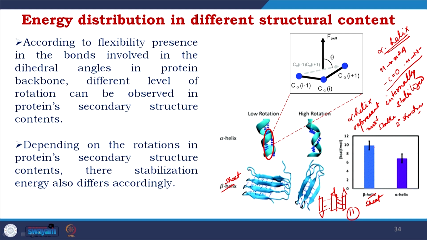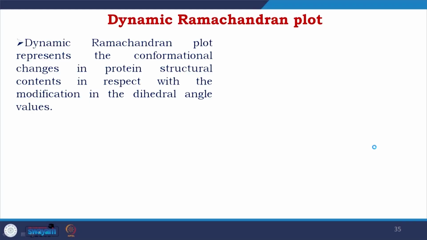Is it clear? Individually, one alpha helix has better energy, it is more stabilized, but a beta strand could not stay alone. You cannot measure a single beta strand. So, you have to measure the total beta sheet, and as a sheet they have more stability than the alpha helix itself. Coming to the dynamic Ramachandran plot, which is a modern modification, it represents the conformational changes in protein structural content with respect to modification in the dihedral angle values.